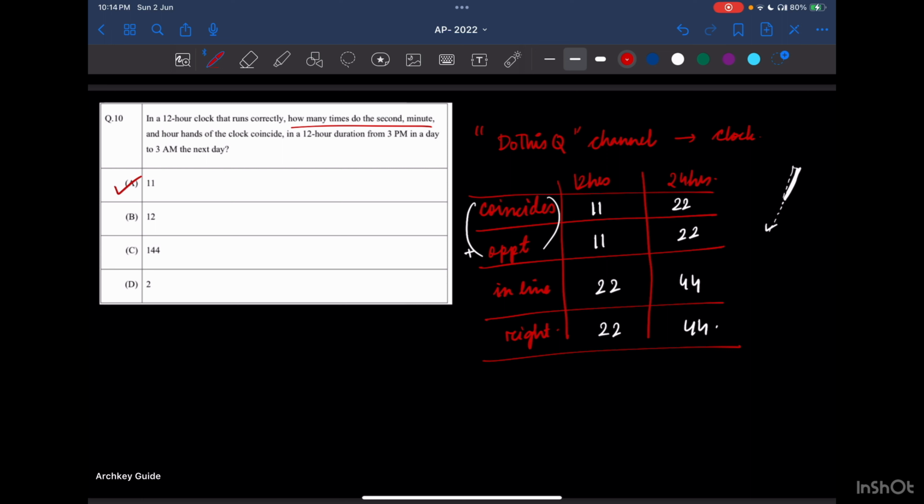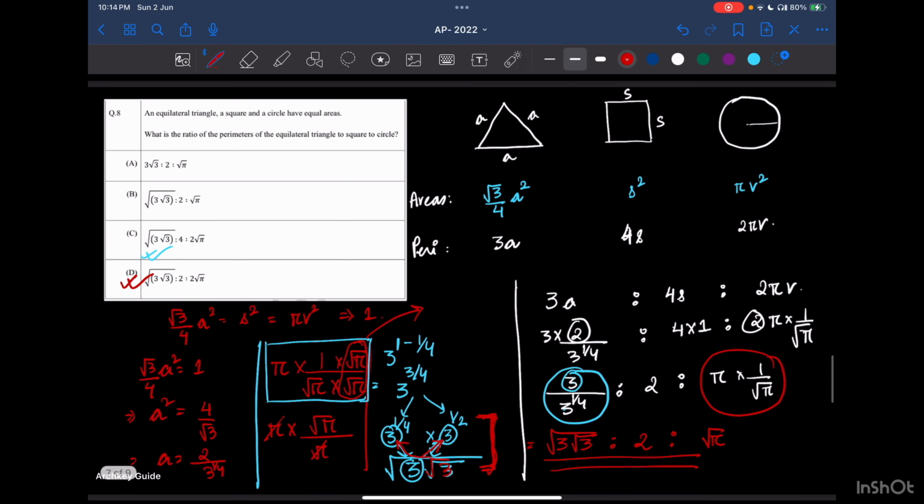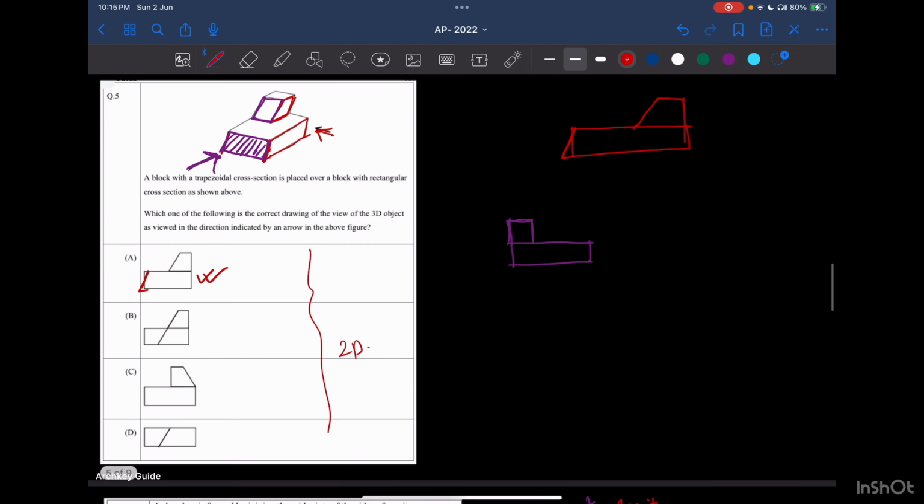So that was all from GATE Architecture 2022 Aptitude. These are the selected questions from that year. And yes, there were questions which tested your basic concepts and formulae. But yes, nice question set.